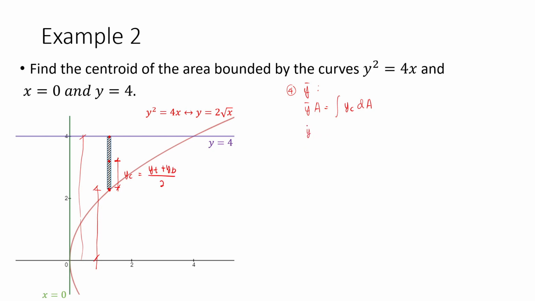So if we're going to place our equation, this becomes the integral from x1 to x2 of y top plus y bottom all over 2, then y top minus y bottom, dx. So combining the numerators, you can have this one as the integral from 0 to 4 of y top squared minus y bottom squared all over 2, dx.